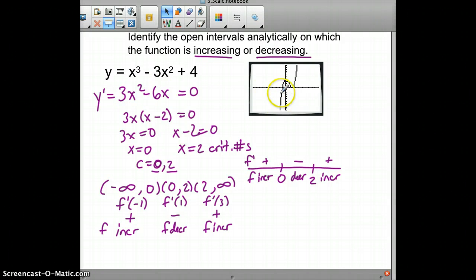And if you look at the graph, now that we've analyzed it without using the graph, let's see if it matches. Up to 0, the graph is increasing. Between 0 and 2, the graph's decreasing. And after 2, the graph's increasing. Yes, it is.